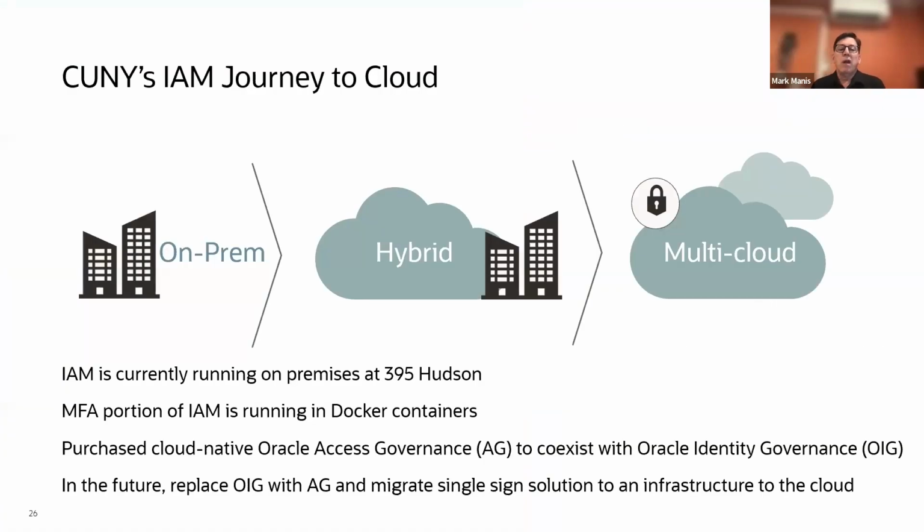So currently we have a huge IAM infrastructure: Oracle IAM, OAM, OARM, OIG, and MFA. The whole MFA is running on-prem. The MFA portion is running in containers. And as I've said, we've also purchased AG. So we currently run OIG on-prem. We are looking to integrate AG into our existing infrastructure, and down the road, eventually migrate off OIG into AG.